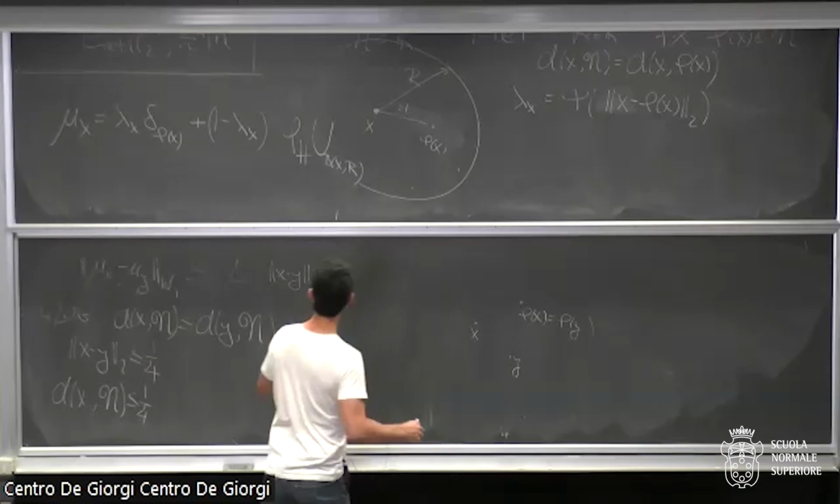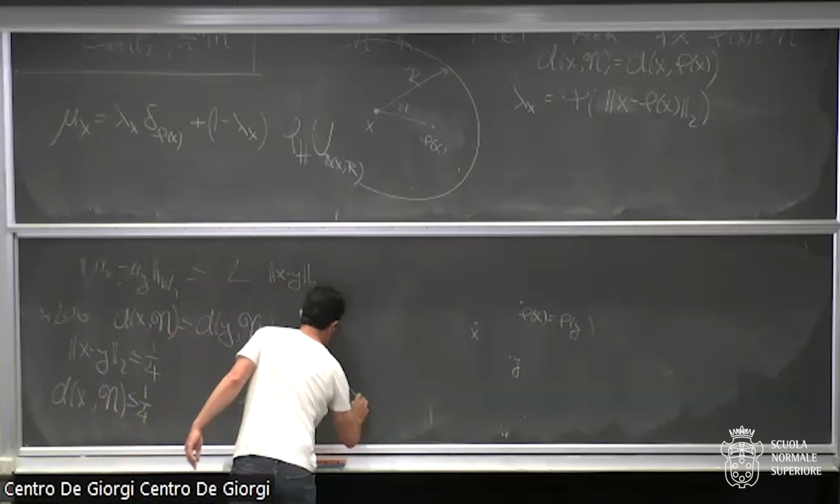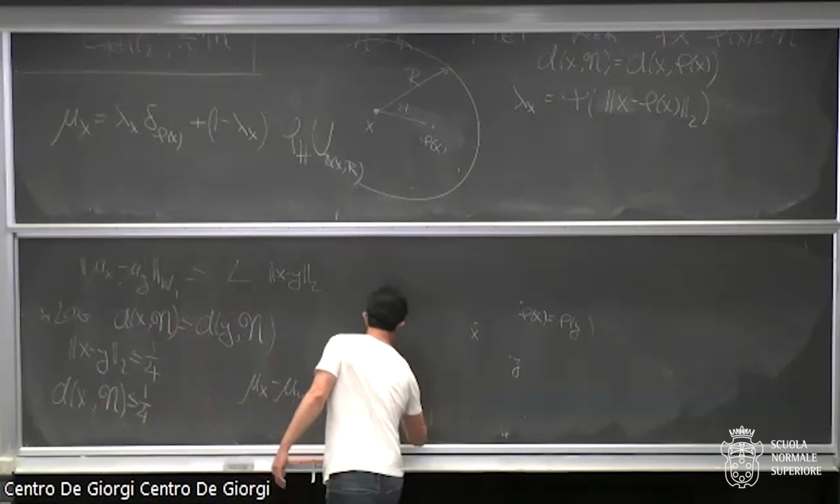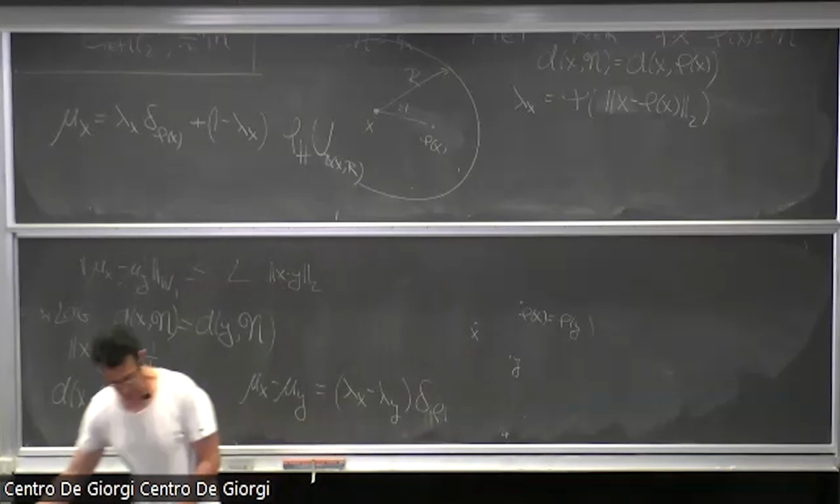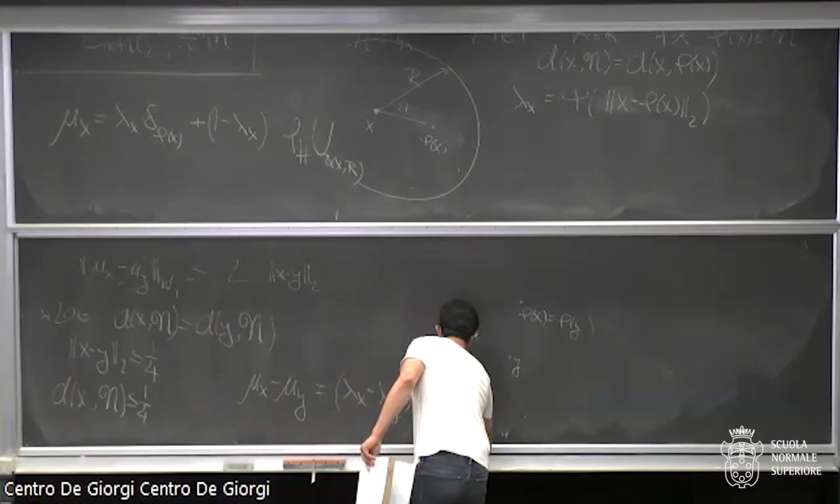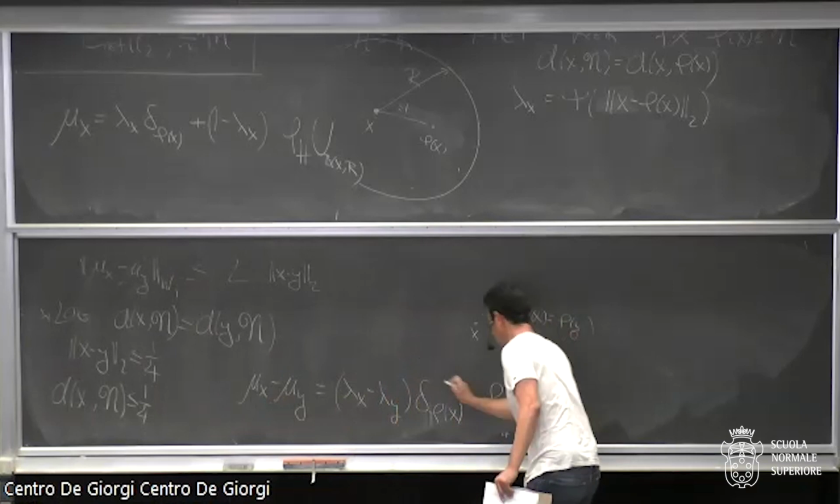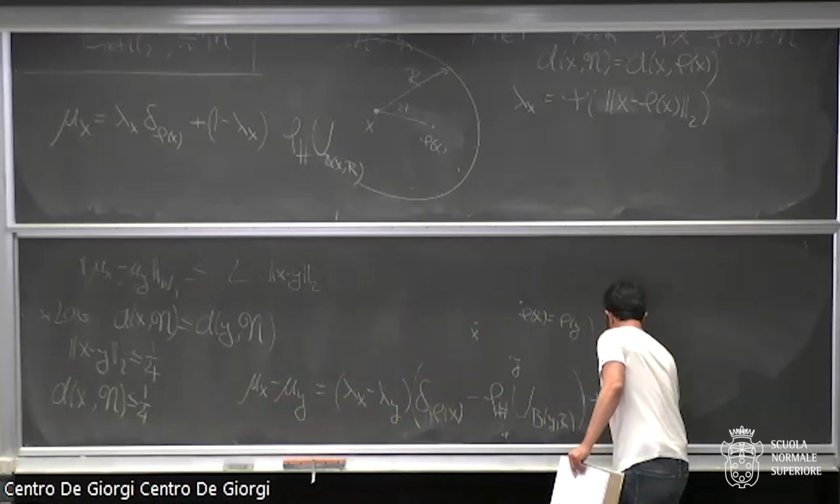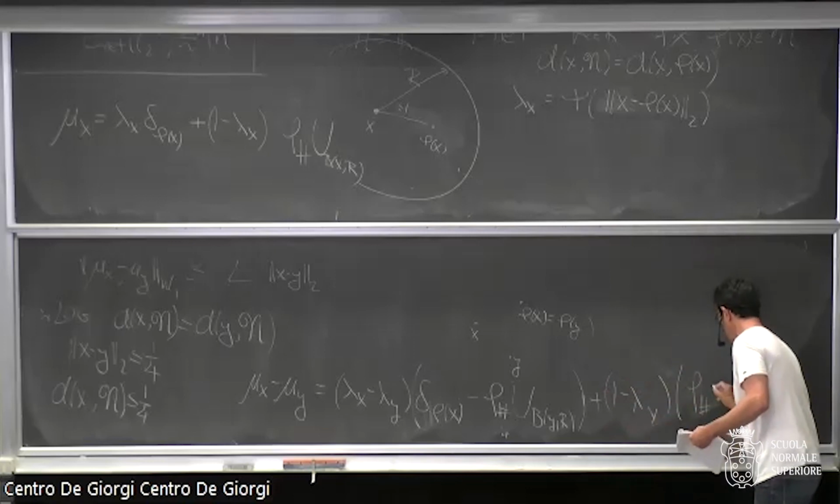So phi of x is phi of y, and then we know exactly that mu x minus mu y is lambda x minus lambda y times the delta mass at phi of x, minus phi sharp of the uniform measure of the ball around y of radius r, plus 1 minus lambda x, and then the difference which we care about between these uniform distributions.